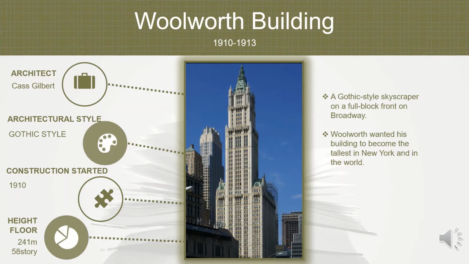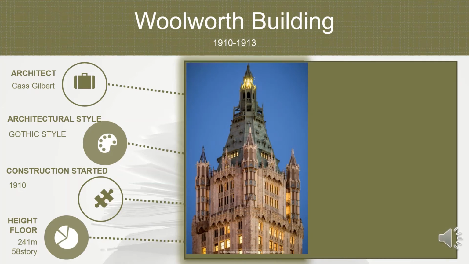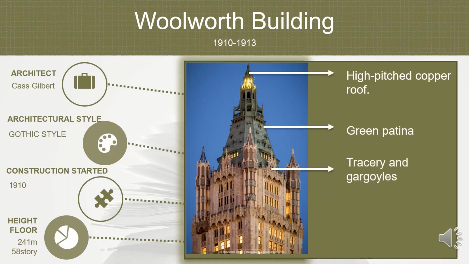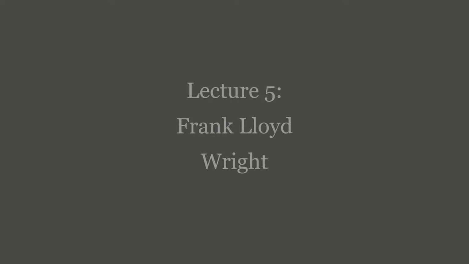Woolworth Tower started in 1910 and ended in 1913. A Gothic-style skyscraper with a full block front on Broadway. Above the 24th floor, a tower rises to the equivalent of 55 stories and is capped by a high-pitched copper roof, a green patina crowned with tracery and gargoyles.